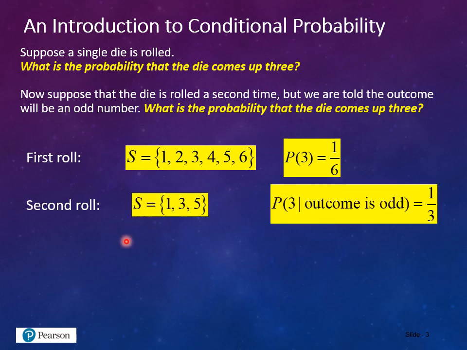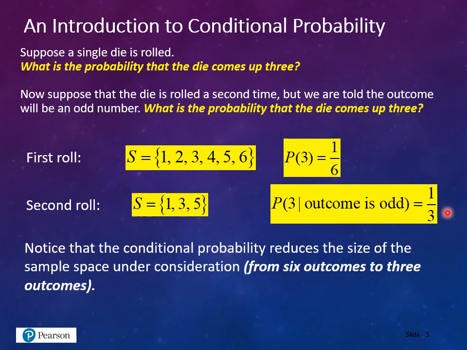For the second roll, now we know that the outcome is going to be an odd number, so the sample space is smaller. It's only 1, 3, 5. And so the probability of rolling a 3 from this sample space is, again, one outcome, the number 3, out of 3 different possibilities in the sample space, so the probability is 1/3.